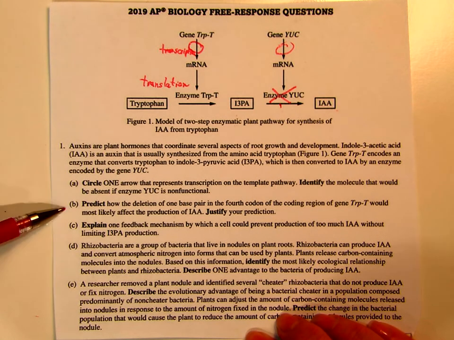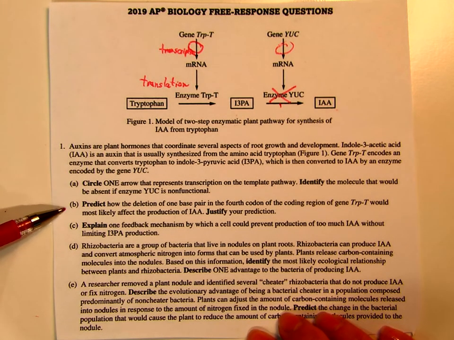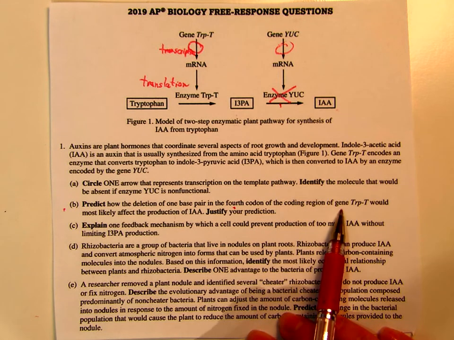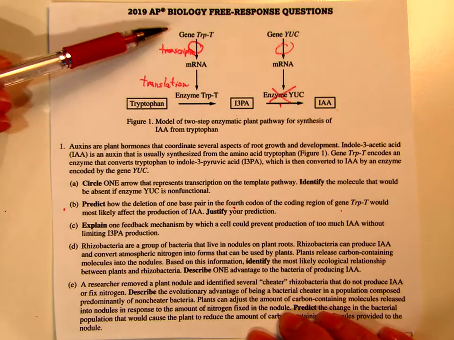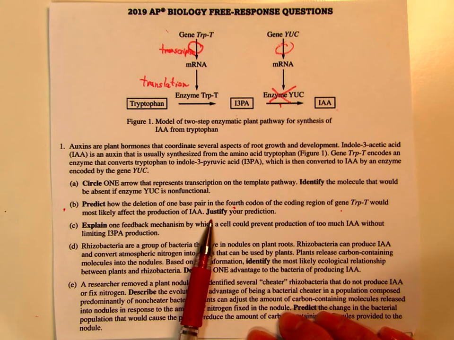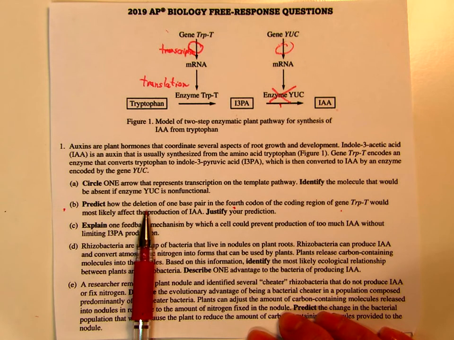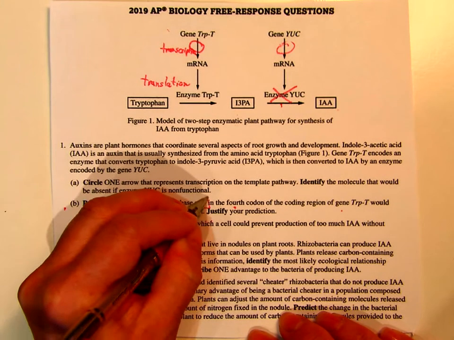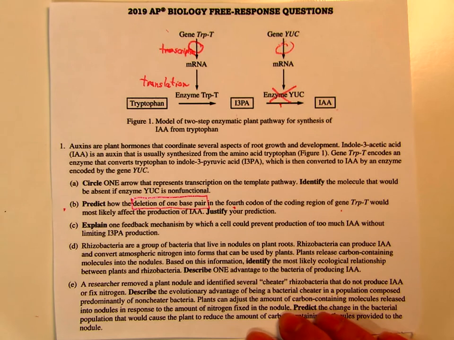B. Predict how the deletion of one base pair in the 4th codon of the coding region of gene TRPT would most likely affect the production of IAA and justify your prediction. Okay, so if you delete one base pair, okay, what kind of mutation is that? If you delete just one base pair, that's a frame shift.